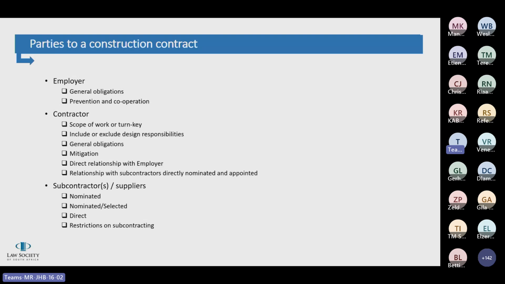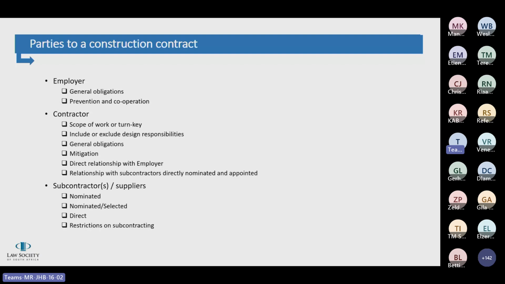Then contractor. The contractor will have a direct relationship with the employer and also with any of the subcontractors. The contractor will generally be responsible to achieve the time for completion. And it has to perform the works according to the standards required by the employer. And in some instances, as I've mentioned before, the contractor can also be obliged to deliver a turnkey solution to the employer. The contractor always has, and that's in terms of common law as well, the obligation to mitigate any risks on site and any potential damages that the employer may suffer.